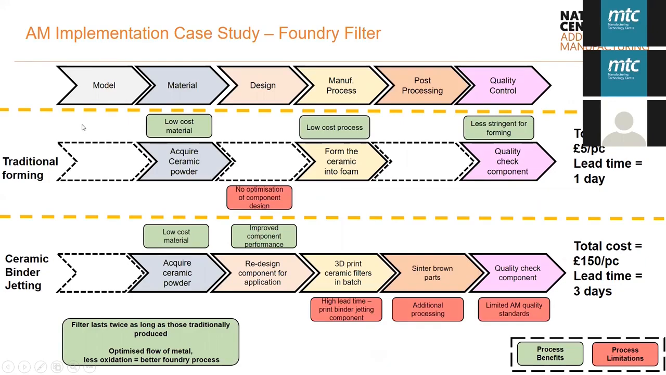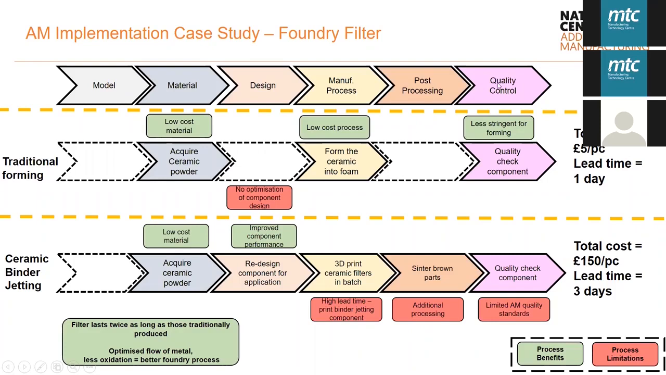So the traditional forming case for this example. At the top over here, I've got the value chain, so the process steps. Usually we will start with a model, we will acquire some material, we will do a redesign, we will manufacture the component, we will post-process it, and then we will do some quality control and inspection.